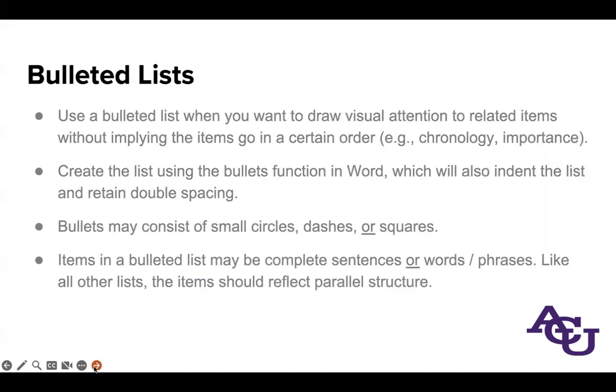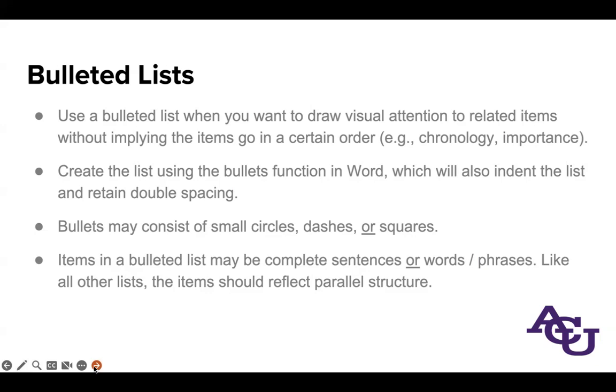Now, the last type of list is a bulleted list, and that's going to be the focus of most of our discussion tonight. For a bulleted list, you use it when you want to draw visual attention to related items without implying that the items go in a certain order. So you don't want to show that they are in chronological order, or you don't want to say that one is more important than the other. You just want to share a list of equally weighted concepts or ideas with the reader.